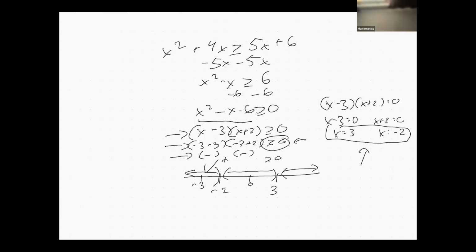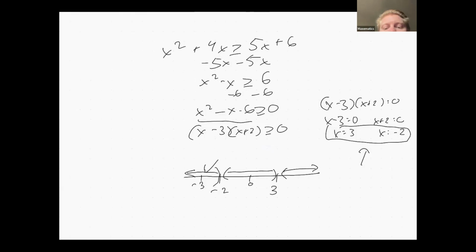Let's do the next one. Okay, let's plug in 0 for the middle interval. 0 minus 3, 0 plus 2. Well, 0 minus 3 is negative. 0 plus 2 is positive, but a negative times a positive is a negative number, which is not greater than or equal to 0. So our middle interval is not going to be true.